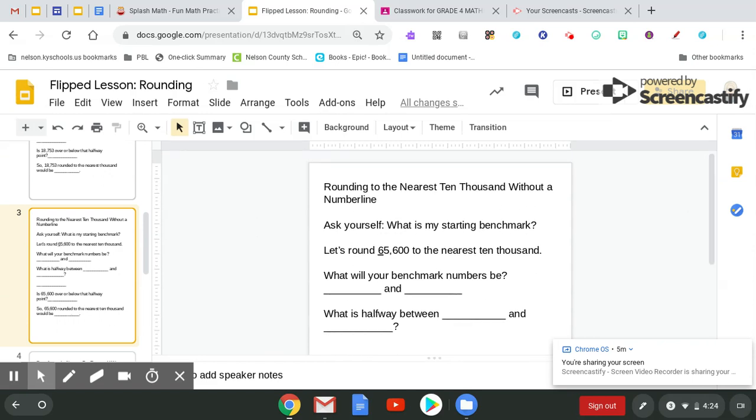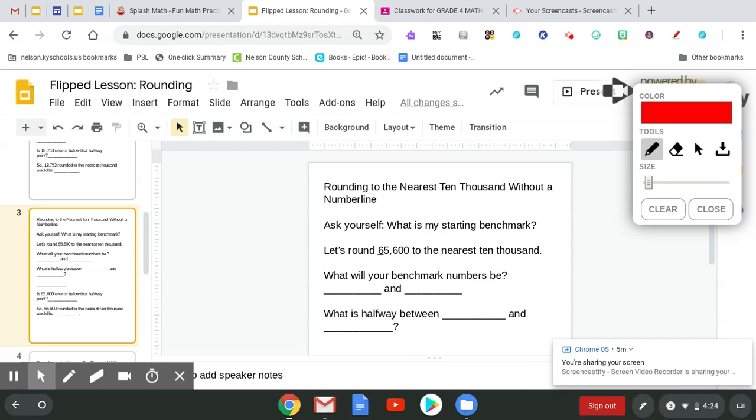So now that you're back, we're going to be moving on to rounding to the nearest 10,000 place value without a number line. So again, we're going to ask ourselves, what is the starting benchmark? And there's no place for you to write or type in here. So you can just think out loud on this one. So if we're rounding 65,600 to the nearest 10,000, I know that the digit in my 10,000s place is a 6. So because there is a 6 in the 10,000s place, it's going to have a value of 60,000. That is my starting benchmark.